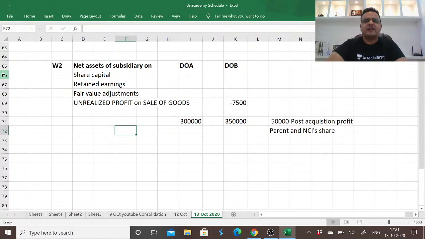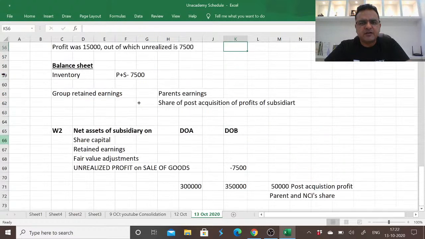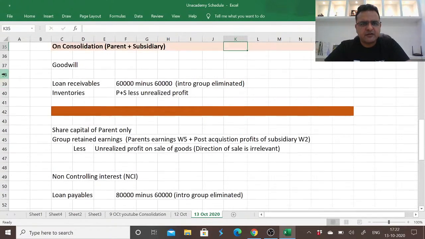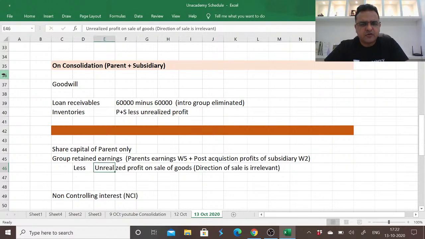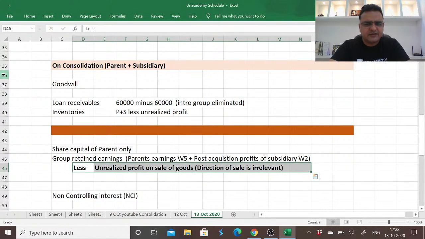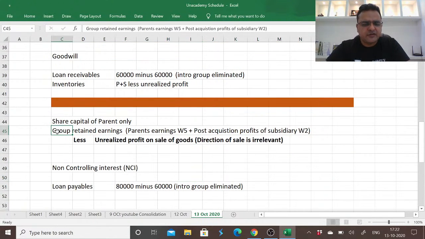So if subsidiary is selling to parent, it makes sense to eliminate it from working note number 2, so NCI in parent gets a share of the unrealized profit. Suppose parent has a share of 80% and NCI has 20%, this 7,500 automatically gets divided between 80 and 20. But the second choice is, if you wish to treat it on the face of the balance sheet, this is also possible. In this case, the direction of sale is irrelevant because we directly reduce the unrealized profit from the group retained earnings.